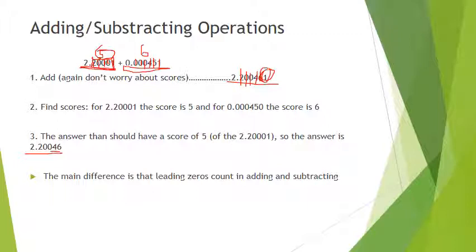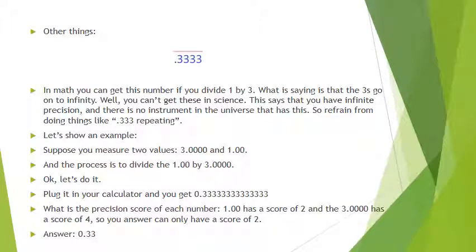Okay, so the difference between adding, subtracting and multiplication, division is leading 0. Now, a couple other things I want to go over before we close this up. This is a sort of introduction to numbers in science, and hopefully it'll give you an idea how to treat numbers. Often I'll have students measure one value as 1 and another as 3. They'll plug it in their calculator and they'll come up with this number here.